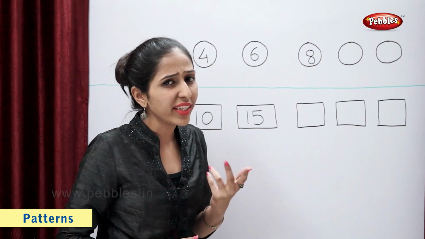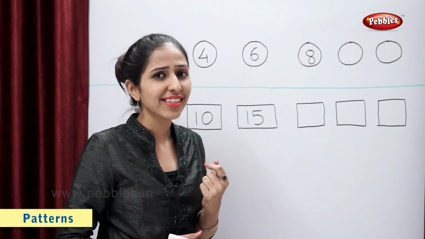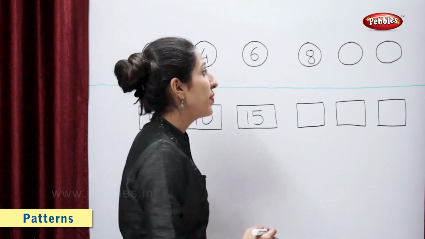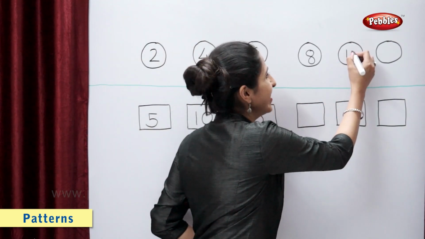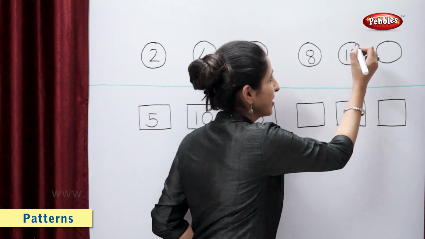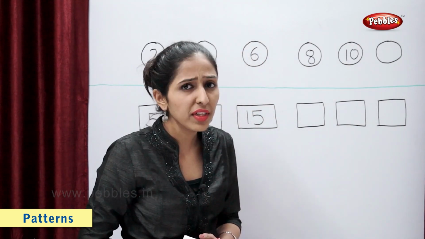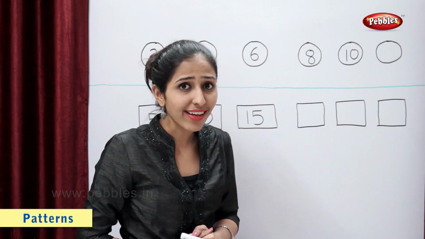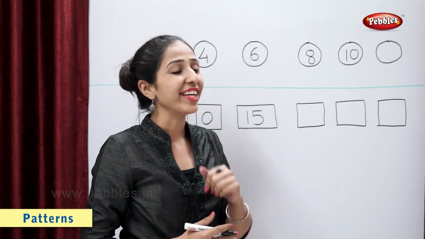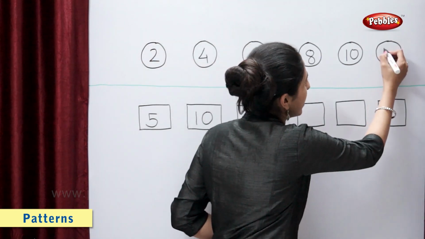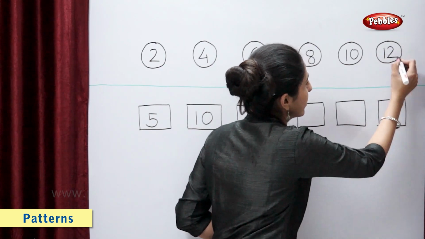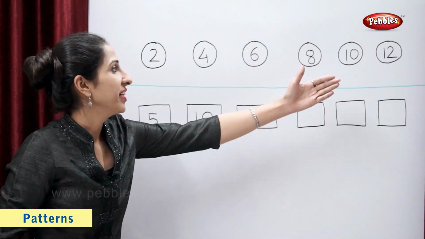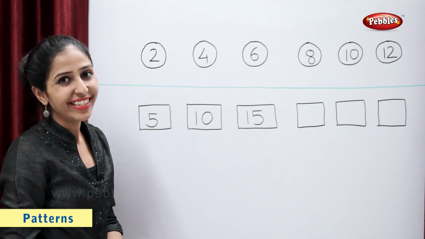So, what is next? Correct. Number 10. What will come after number 10? Think and say. Correct. Number 12. So, this pattern is complete.